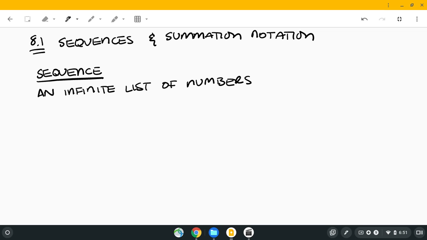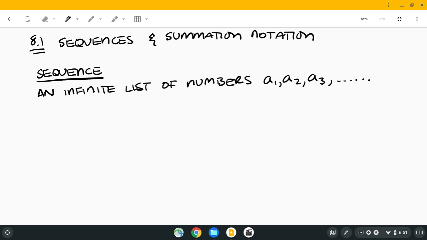So like A1, A2, A3, that's a number, another number, and another one. And it just goes on forever. So A1 represents the first term. This represents the first term, second term, third term, etc.